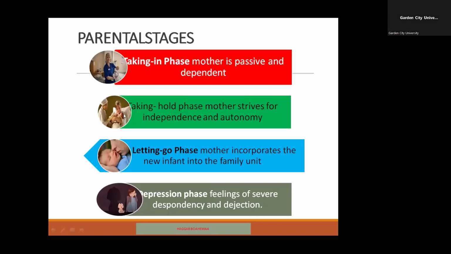But if the mother is alone, the mother alone is taking care of the baby, the mother is also doing all the household chores, the mother may give up. It may end up with the depression phase. And that is where we don't want the mother to get to. Because if the mother gets here, then it means we have a lot of work to do. If we are not able to pick up fast, the mother may end up with a serious mental condition, which is psychosis.